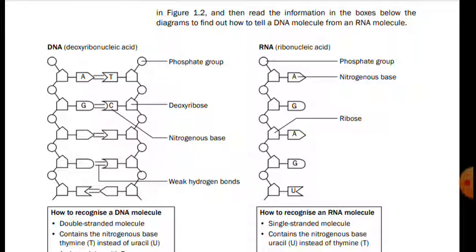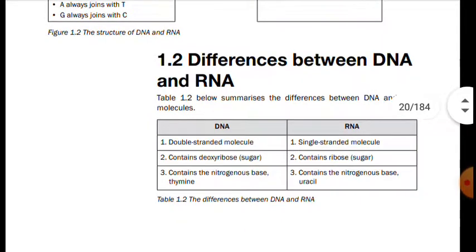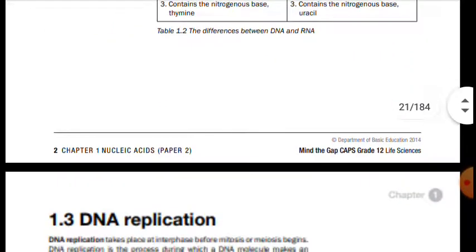Look at the structure on the DNA. You see why it is double stranded. It's a double stranded structure. On the RNA, it's single stranded. That's simple, straightforward. Okay, so let's go. I've already told you the differences between DNA and RNA, guys.